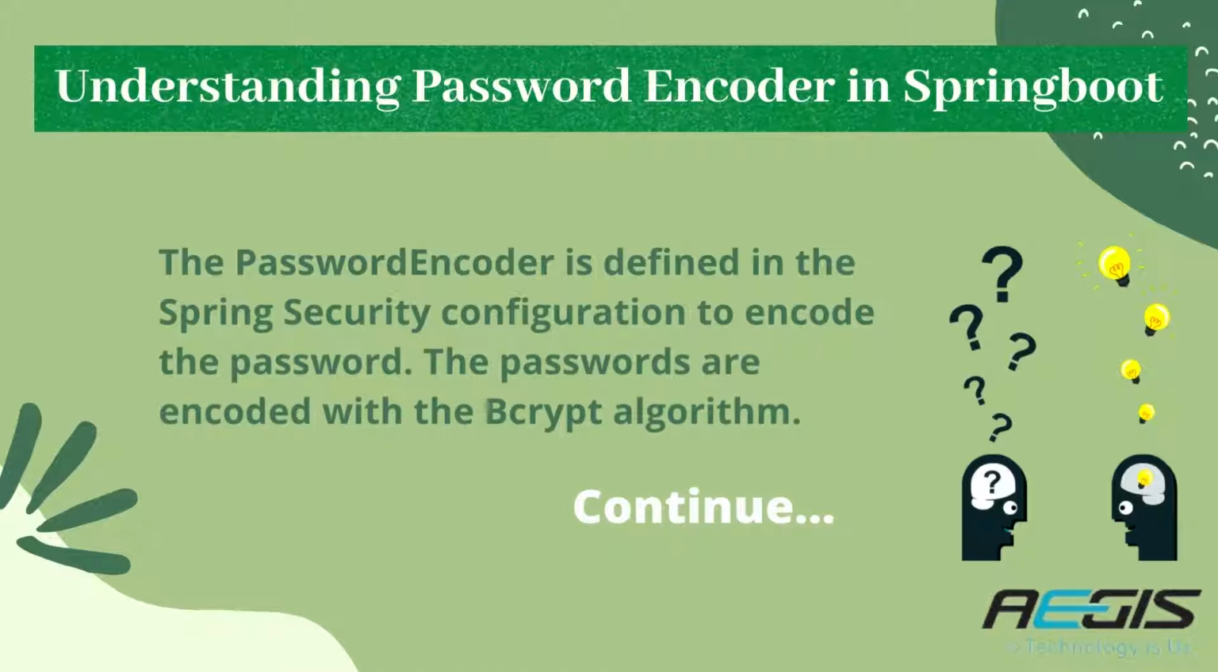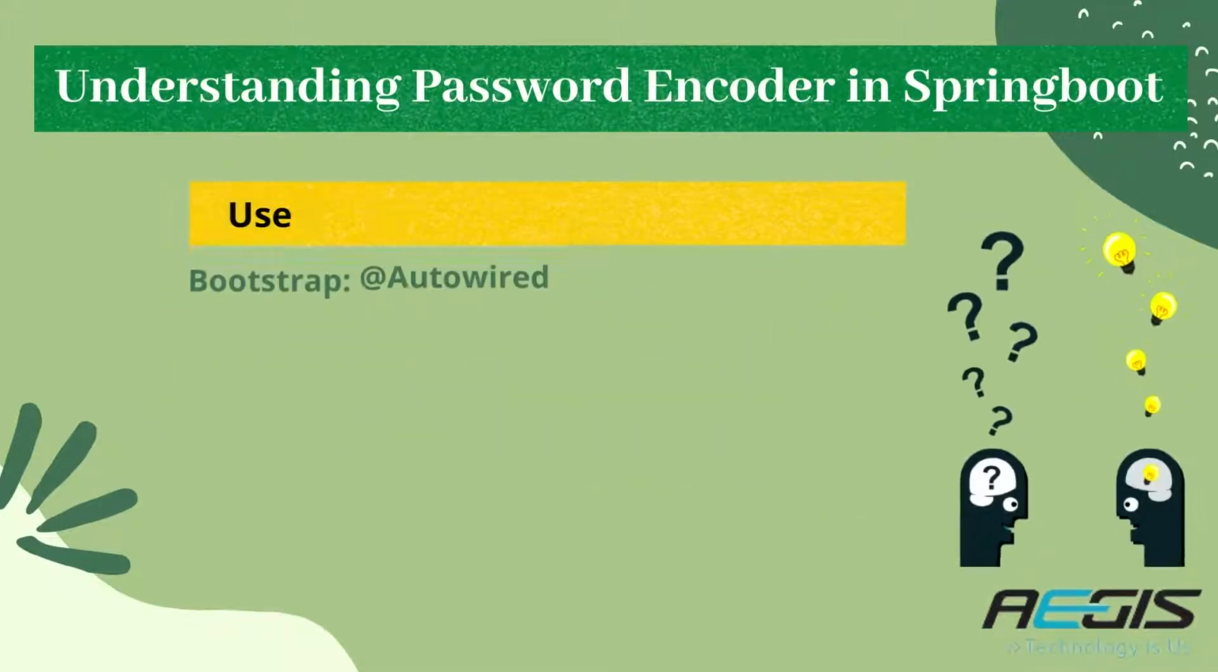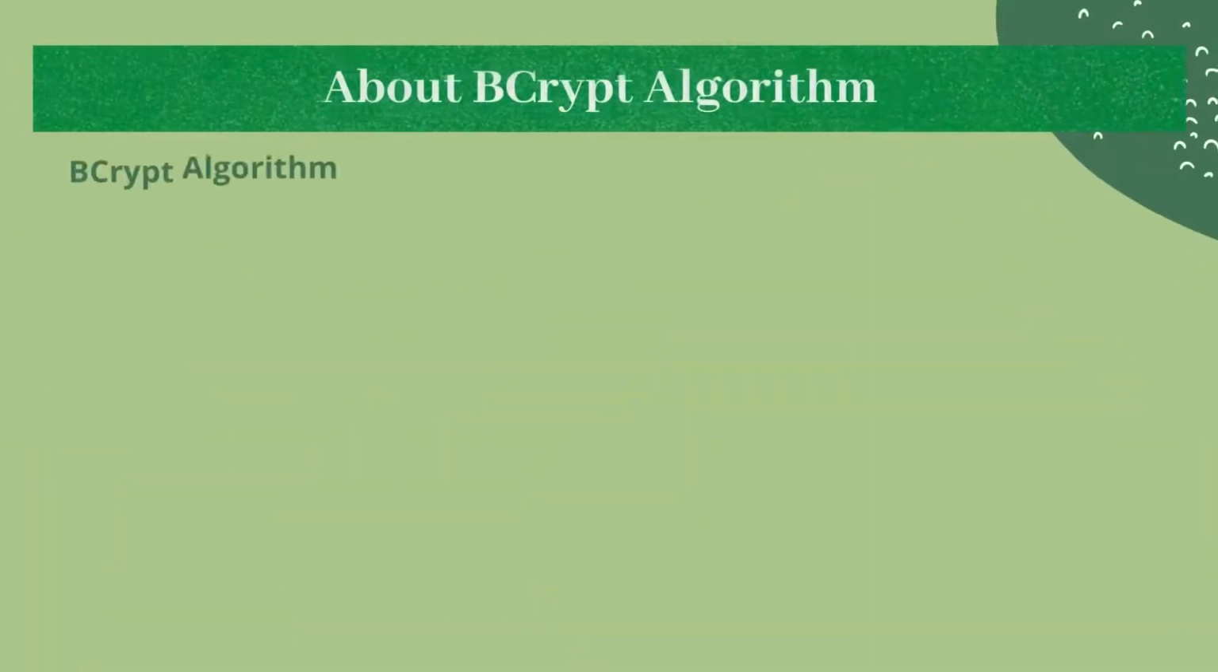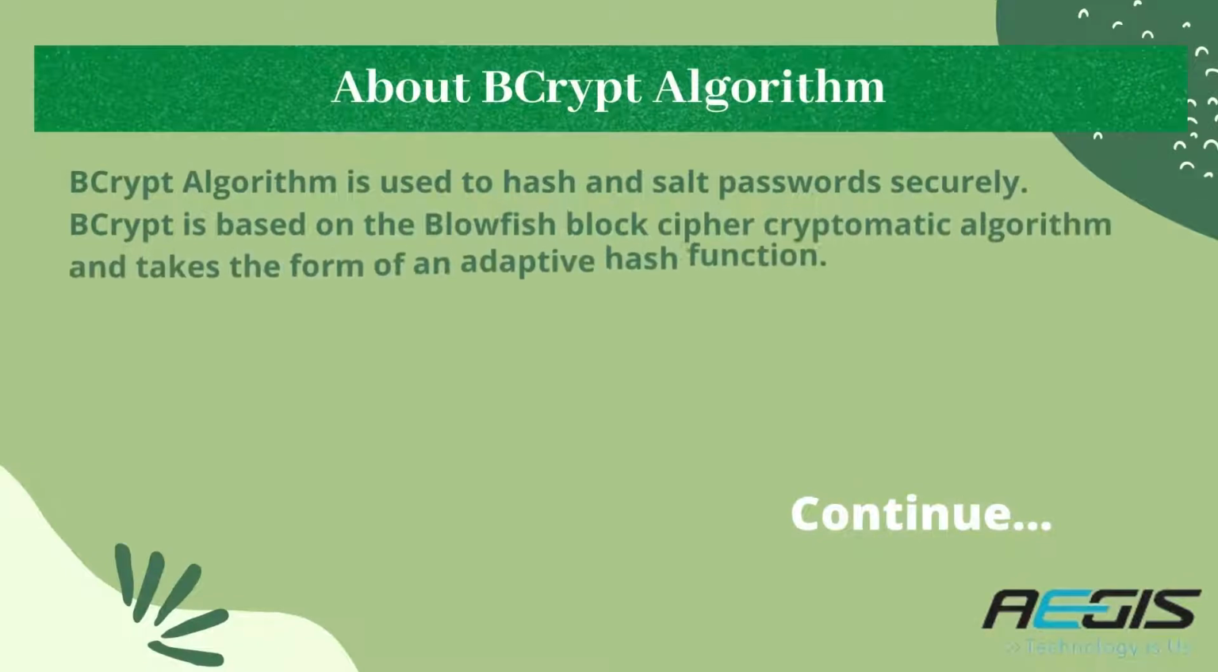Understanding the password encoder in Spring Boot. The password encoder is defined in the Spring Security configuration to encode the password. The passwords are encoded with the Bcrypt algorithm. Use of the Bcrypt encoder in Spring Boot: look at the code below for the Bcrypt encoder in Spring Boot. Next, understand the Bcrypt algorithm.